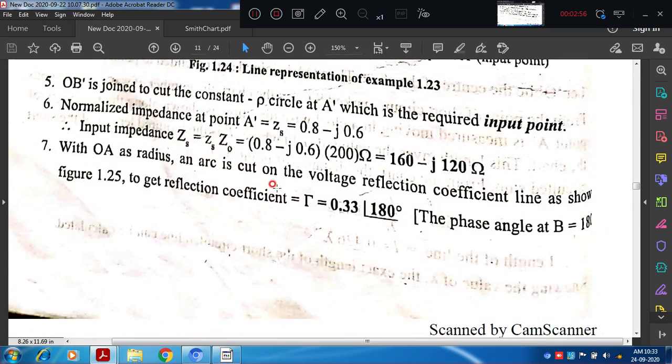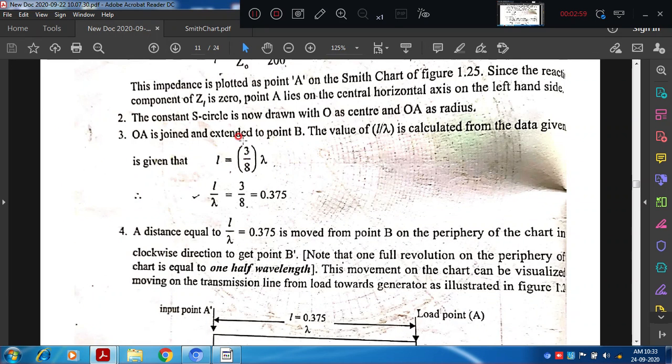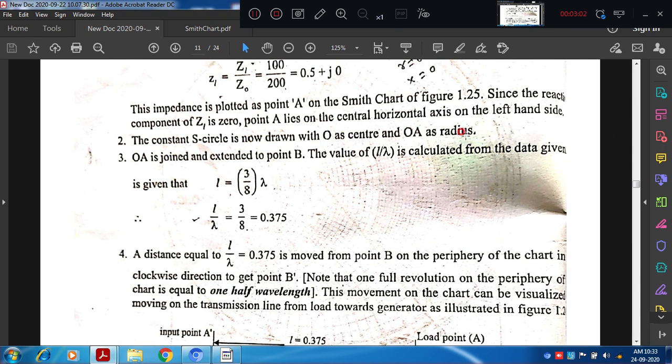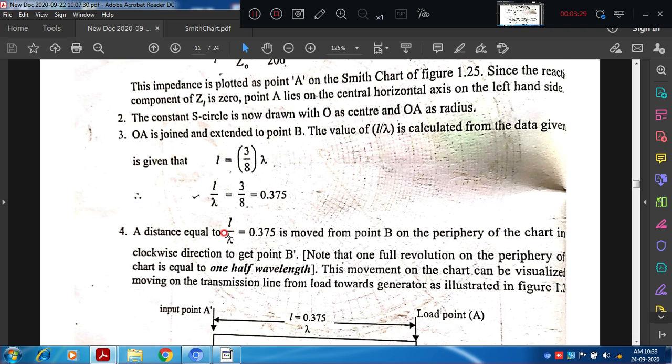So now we will see what exactly the next step is. Yes, the circle we have drawn, with OA as radius, that is fine. Next, they have given the L by lambda value, 3 by 8, equal to 0.375. This means from the load point, this much distance away, we have the source, that is the generator. There we will get the input impedance. A distance equal to L by lambda, that is 0.375, is moved from point B on the periphery of the Smith chart in the clockwise direction to get B dash.